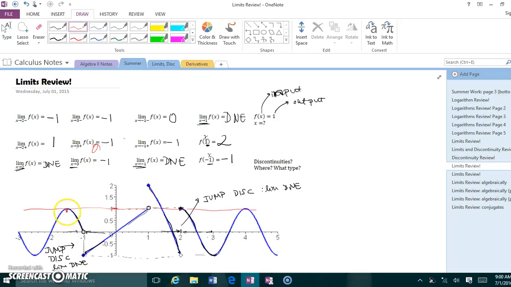So the first time that I reach a y value of 1 is right here. So you're going to go down to your x-axis and see where that is on the x-axis. So the first spot is about negative 1.5.